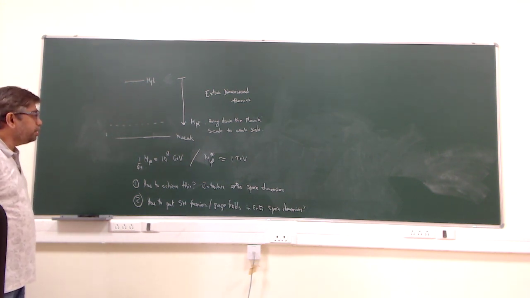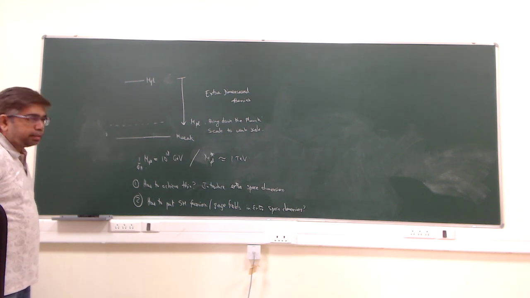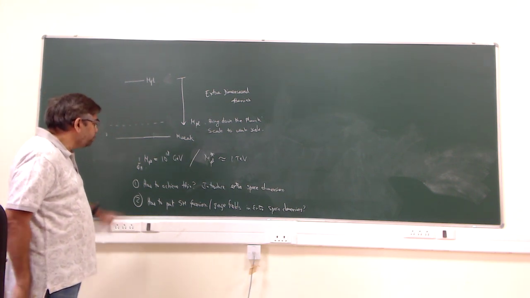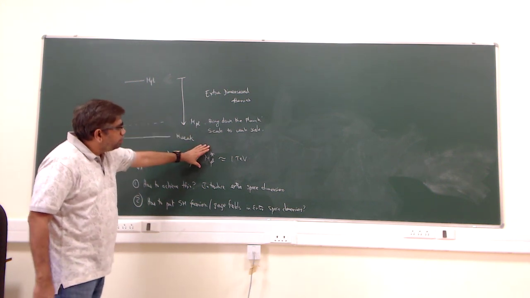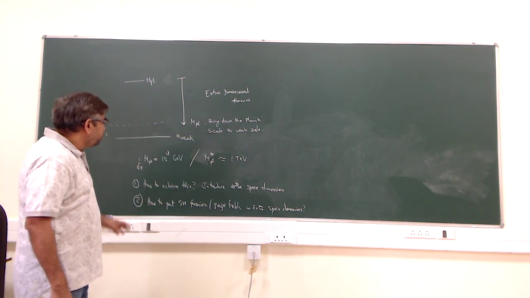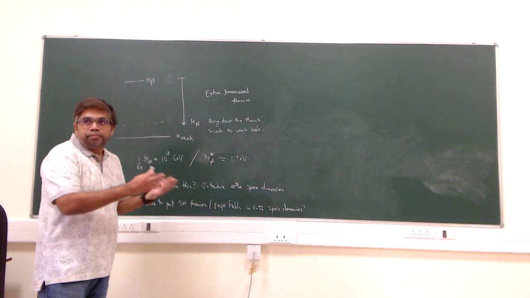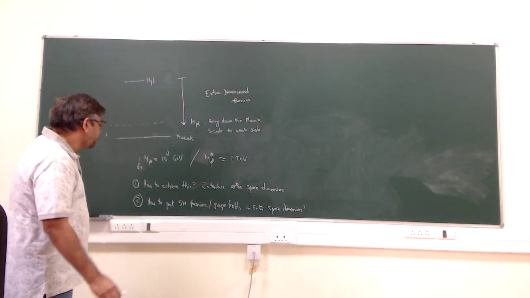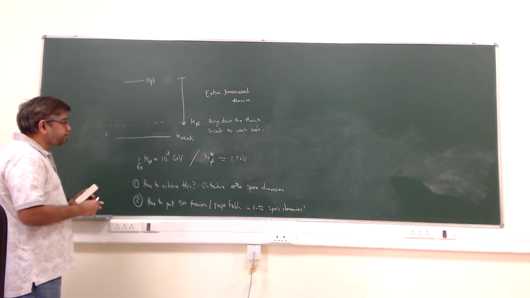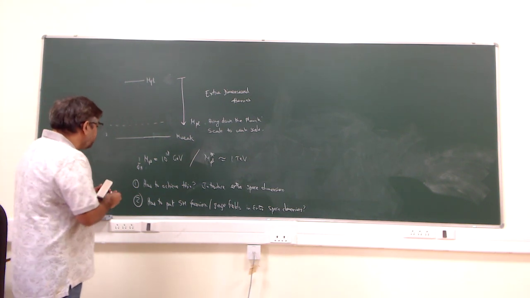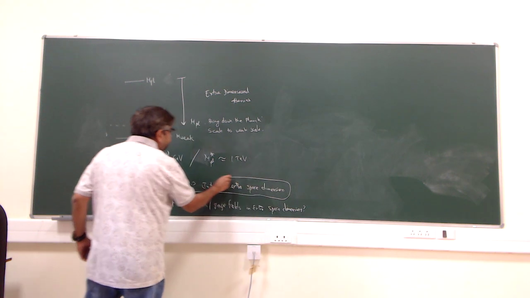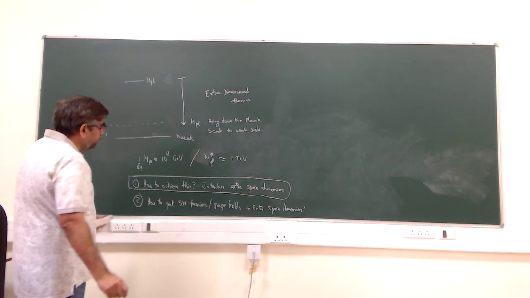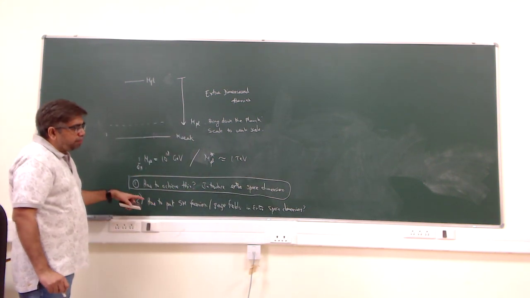So these are the two things, that's the basic idea. These are the two things one has to address. If you want to reduce the Planck scale down all the way to the TeV scale, you achieve this by introducing extra space dimensions. So now let's try to understand this part, and then we'll try to do the second part.